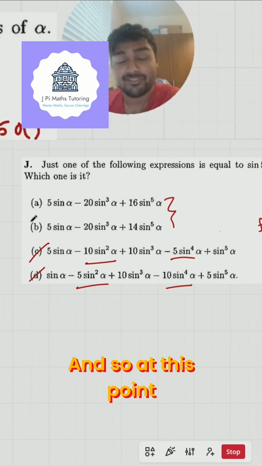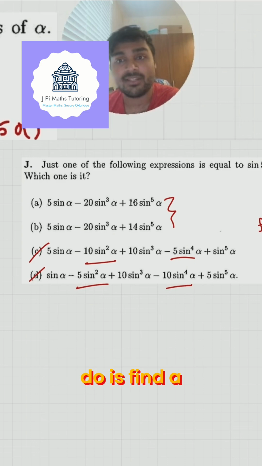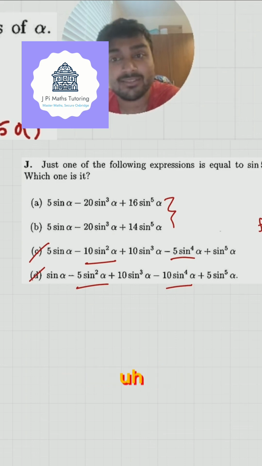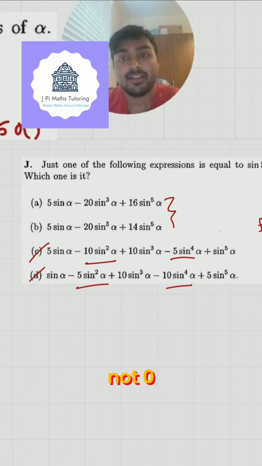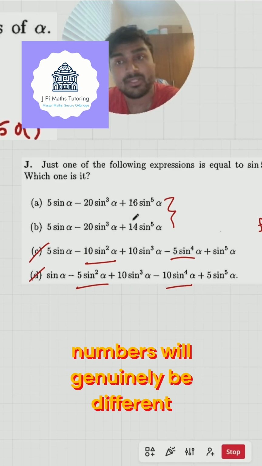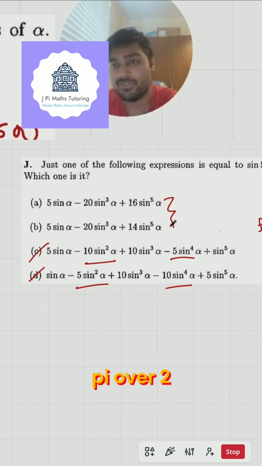And so at this point, the only difference is the 2 sine to the 5 alpha. What I'm going to do is choose a value of alpha where sine of alpha is not 0, and thus sine to the 5 of alpha won't be 0. And so these two numbers will genuinely be different. What's perhaps the easiest value to go for? Well, it's just alpha equals pi over 2.